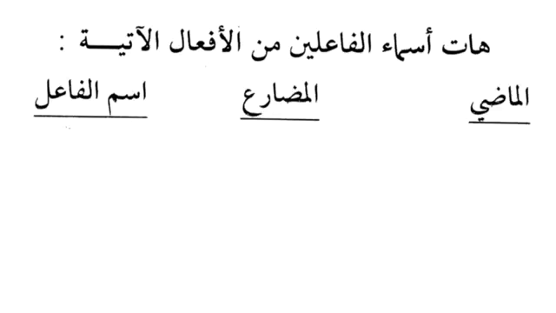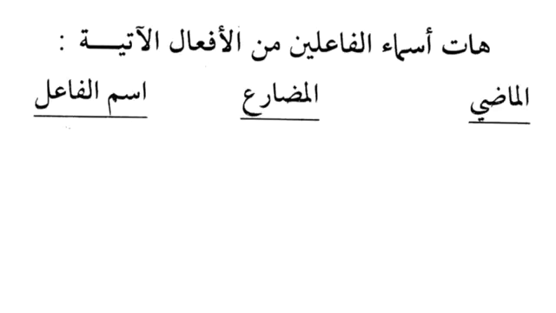So example, yu'allimu will be mu'allimun. So what will you change? We change the alamatu mudari' to mim madmumatan. Hati asma al-fa'ilina min al-af'al al-atiyati. So give the ism fa'il from the following verbs.